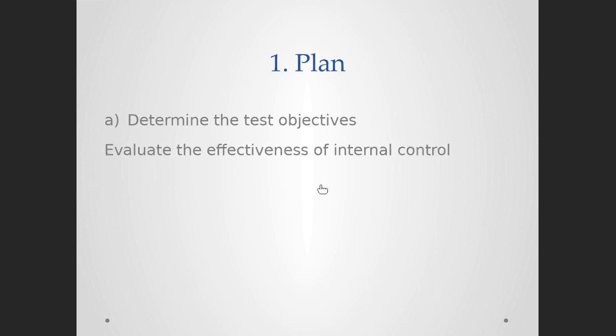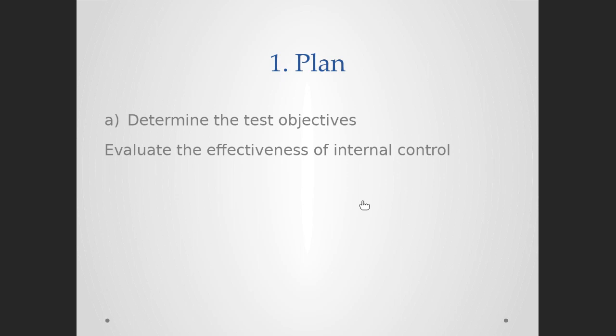What do we mean by determine the test objectives? When we say we are going to determine the test objectives, which is activity number 1 in the planning step, the test objective of what we are trying to do using the attribute sampling in our example of the audit procedure that we are discussing is to test the effectiveness of internal control. Effectiveness of internal control. Now, we discussed internal controls twice last week.